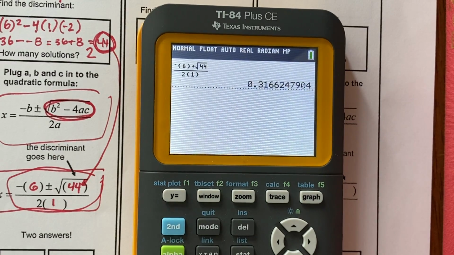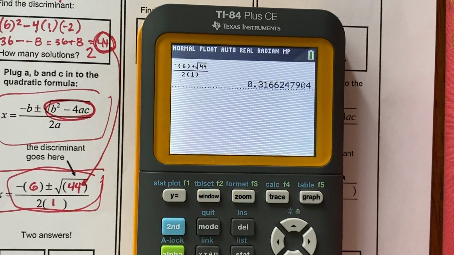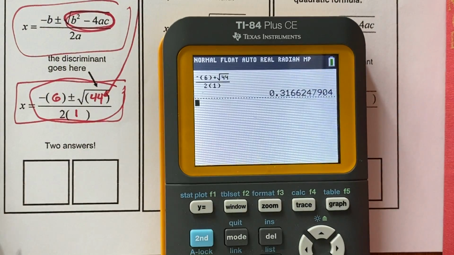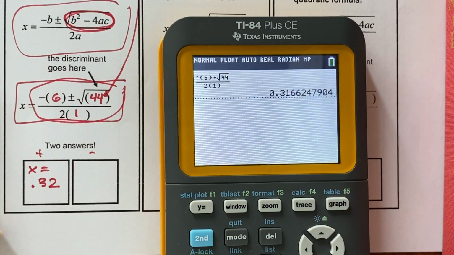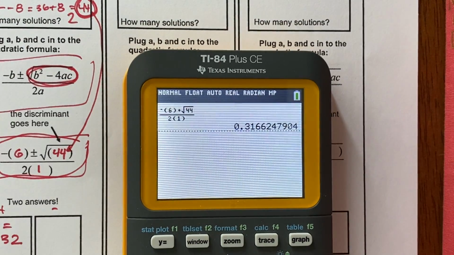Yes, we are going to round this to the nearest hundredth, okay? So that 6 would indicate that the 1 becomes a 2. So my first answer here is x equals 0.32. Now I have to get a second answer. So my first answer was the plus, my second answer was the minus. My second answer, I can do one of 2 things.